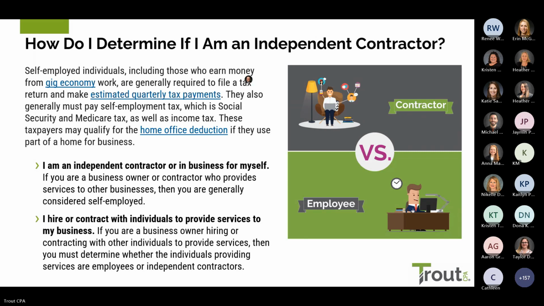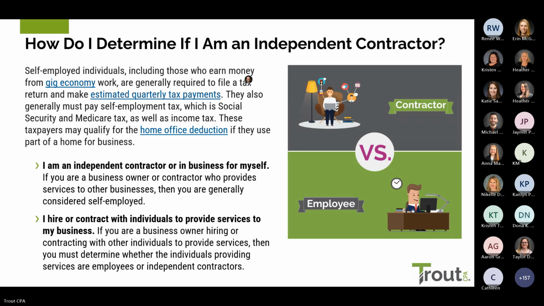So what makes it so hard to classify an independent contractor versus an employee? An independent contractor just gets a 1099, right? And an employee gets a W-2. That's pretty simple stuff. We can all go home. I've gone over the presentation. But it's actually a lot more complex than this.